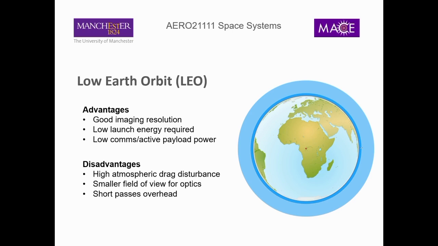And short passes overhead. So we've got a shorter orbit period, we're moving faster, essentially. So if we want to communicate with our satellite as it passes across the sky, we might only have a 5-10 minute window where it's in view of our ground station. Whereas if we're looking at something that's further away, it's going to move much more slowly across the sky, and that means we've got much longer to send those signals up and download our data as well.